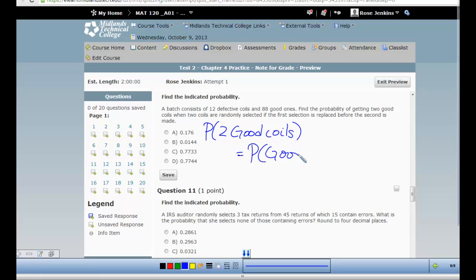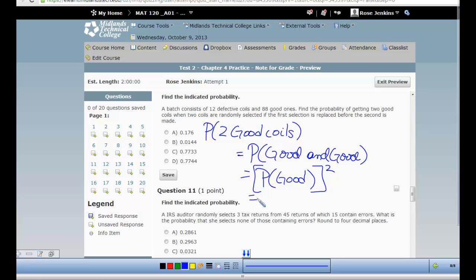Which indicates which rule? Multiplication. All right. And so we're going to ask ourselves, are these events dependent or independent? Independent because of what? We're putting the first coil back before we select the second one. So it's the probability of good times the probability of good, or we could just say the probability of good squared. They're independent because we replaced that coil before we took out the second one.